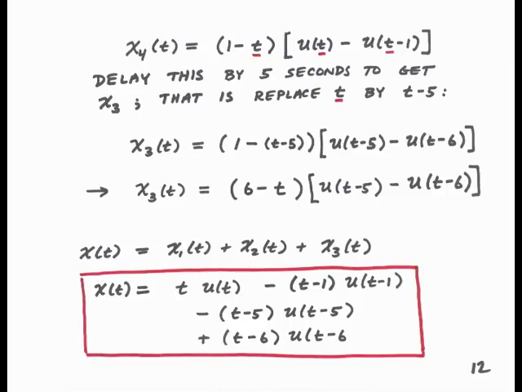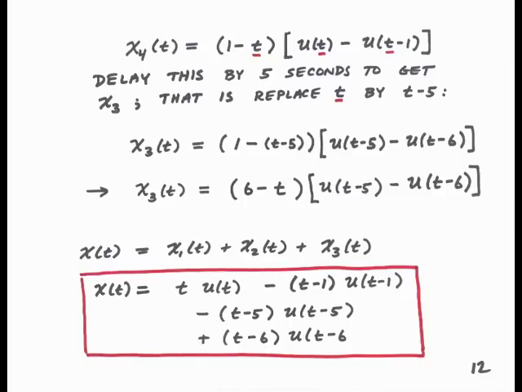Now we're ready to make x of t. We simply have to add x1, x2, and x3. And we'll do that here and perform some of the algebra. So we find x of t is t times u of t minus t minus 1 times u of t minus 1 minus t minus 5 times u of t minus 5 minus t minus 6 times u of t minus 6.